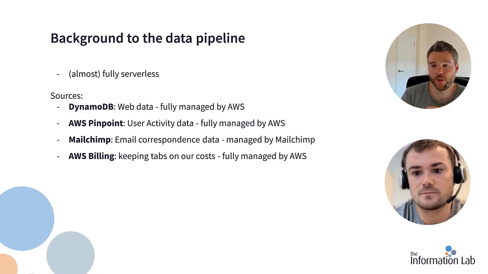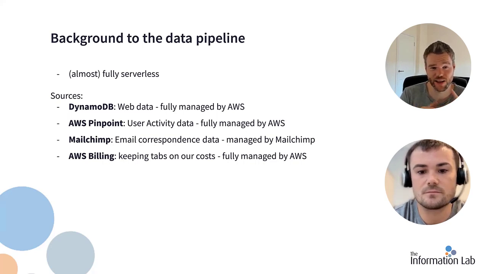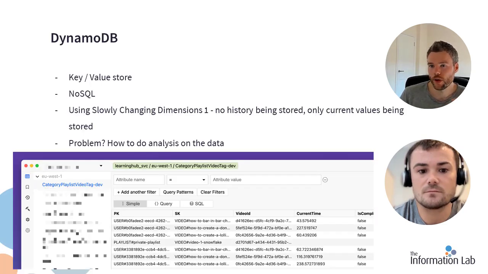Also AWS Pinpoint, which is very much the user activity data. So that's logins, logouts, clicks on buttons, clicks on the media player, all of those things. We keep track of that as well. I'll talk a little bit about DynamoDB, and then Jack will explain a bit more about how we use Pinpoint. Now, DynamoDB is AWS's key value store.